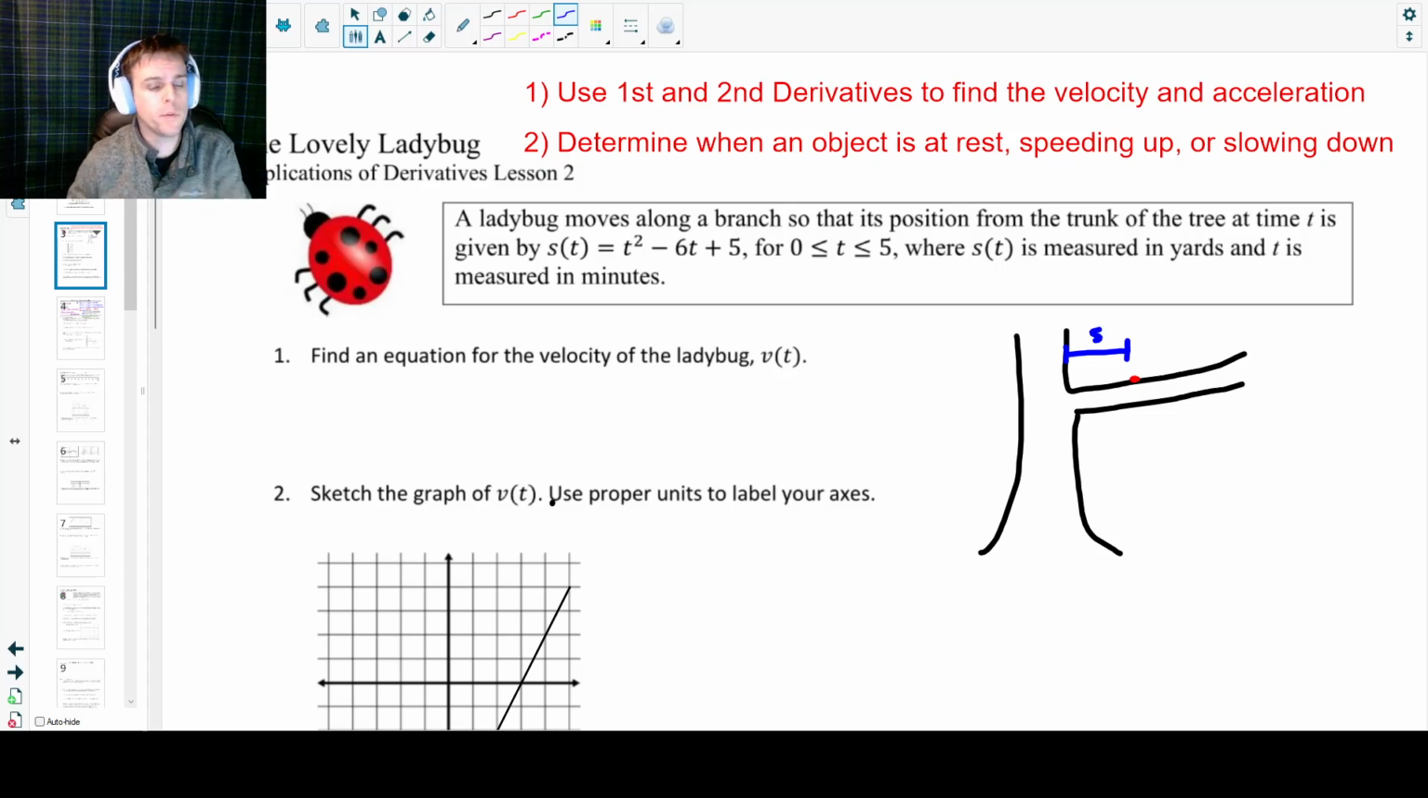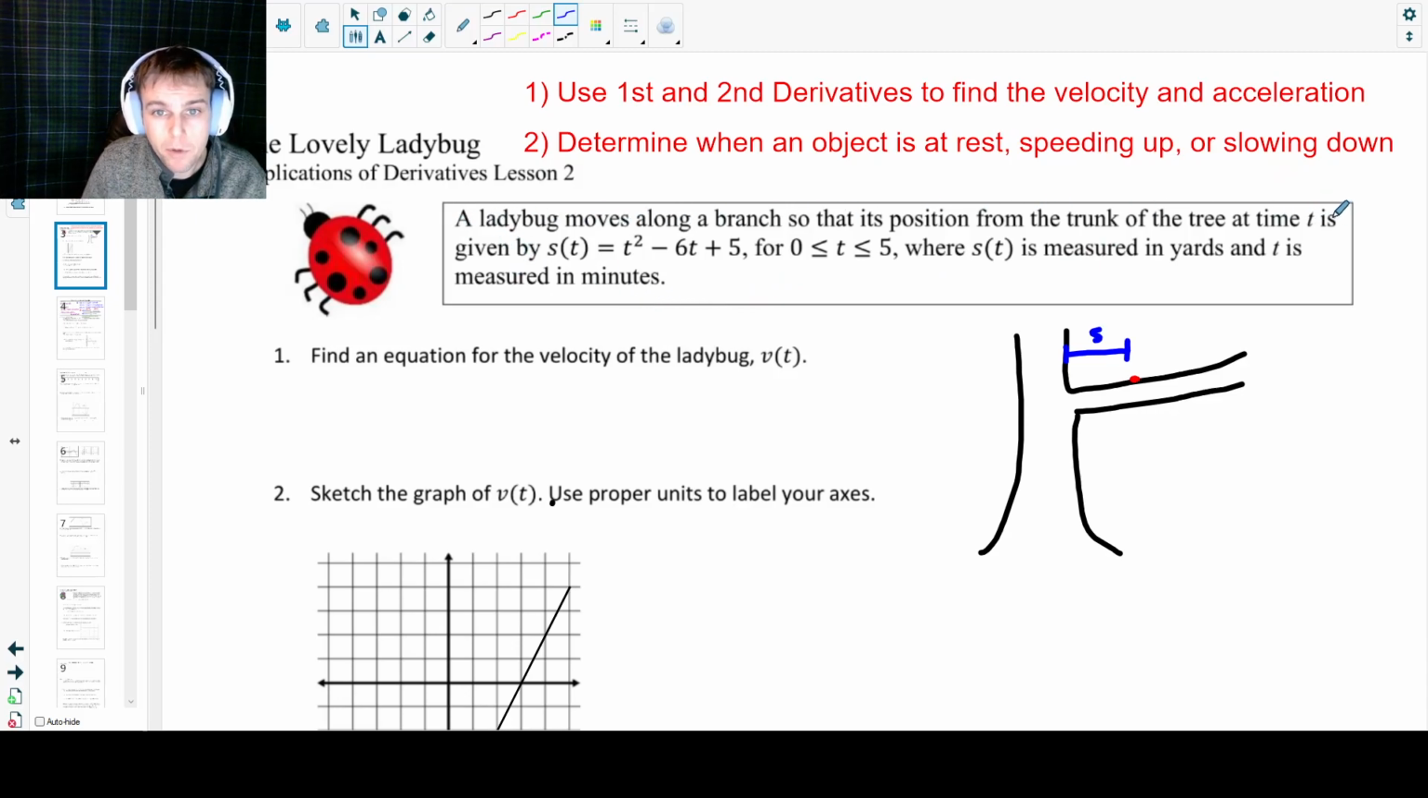All right, welcome. We're going to go ahead and talk about Lesson 2, Applications of Derivatives. In this lesson, we're going to be using the first and second derivatives to find velocity and acceleration given a position function. And we're going to try to determine when an object is at rest, speeding up, or slowing down, again, using those functions. Okay, so let me go ahead and talk about the scenario here.